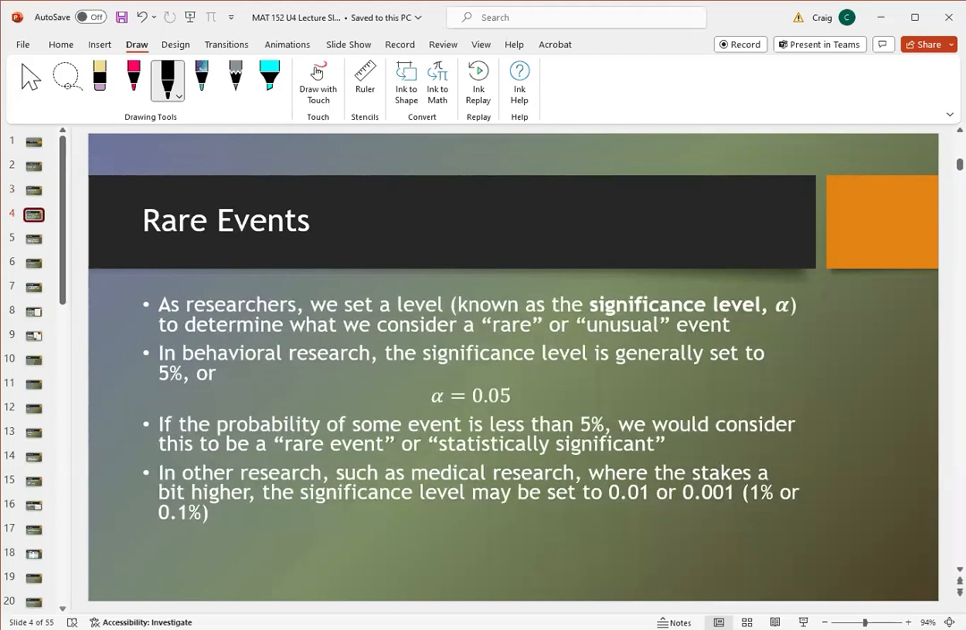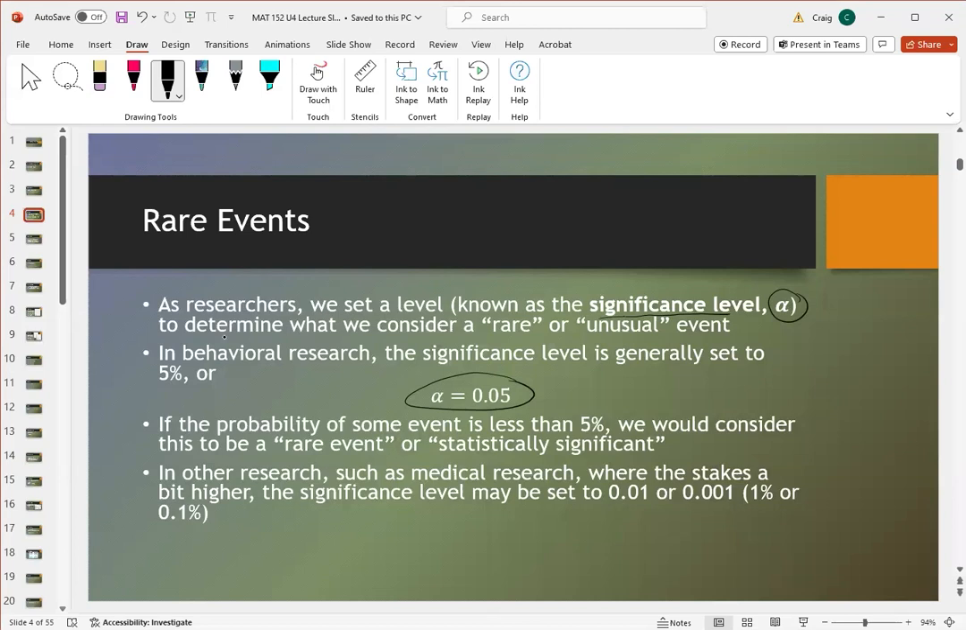When we talked about probability many weeks ago, we briefly discussed the idea of rare, unusual events. We use this idea in statistics and when we do hypothesis tests because we use it to determine if things are unlikely to happen. So as researchers, we generally set what's called a significance level, given by this letter alpha. The significance level is the line that we draw where we say that something is unlikely to happen by chance alone.